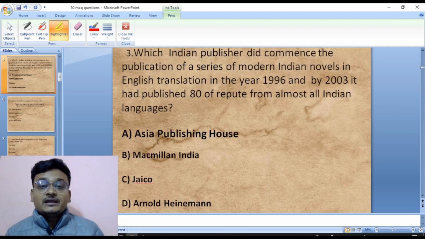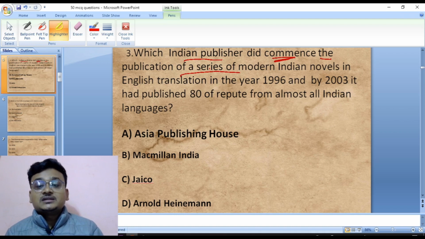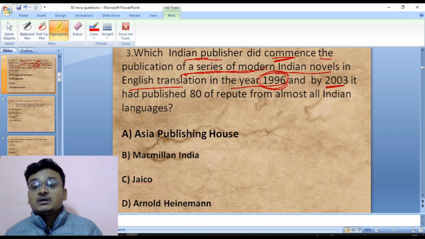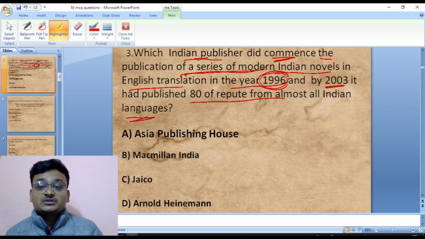Question number 3. Which Indian publisher did commence, that means did start, the publication of a series of modern Indian novels in English translation in the year 1996? By 2003 it had published 80 works of repute from almost all Indian languages. The options are Asia Publishing House, Macmillan India, Jaico, or Arnold Heinemann.